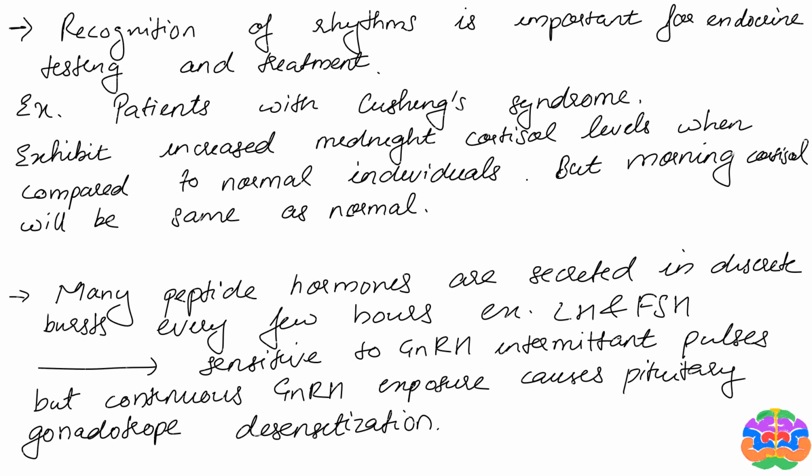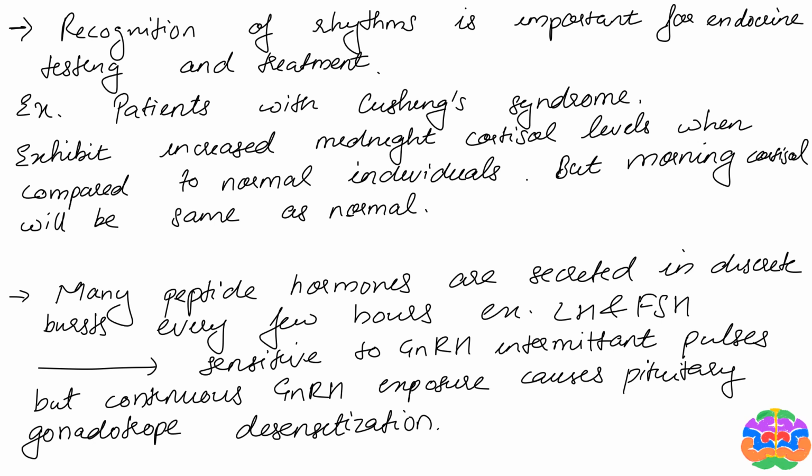Patients with Cushing syndrome exhibit increased midnight cortisol levels when compared to normal individuals, but morning cortisol will be the same as normal. The HPA axis is more susceptible to suppression by glucocorticoids administered at night, as they blunt the early morning rise of ACTH. Understanding these rhythms allows glucocorticoid replacement that mimics diurnal production by administering larger doses in the morning than in the afternoon. Many peptide hormones are secreted in discrete bursts every few hours.